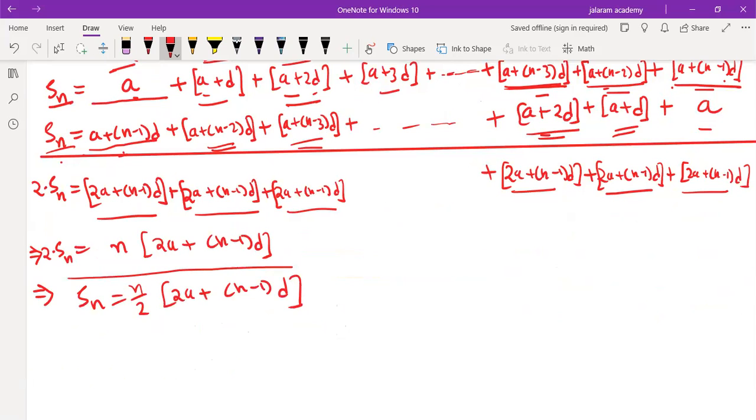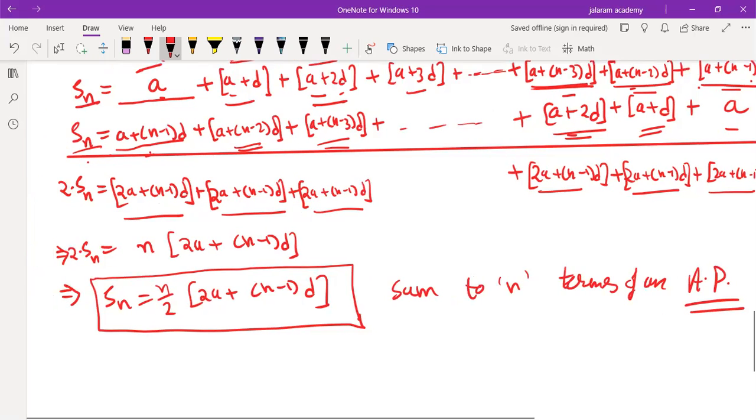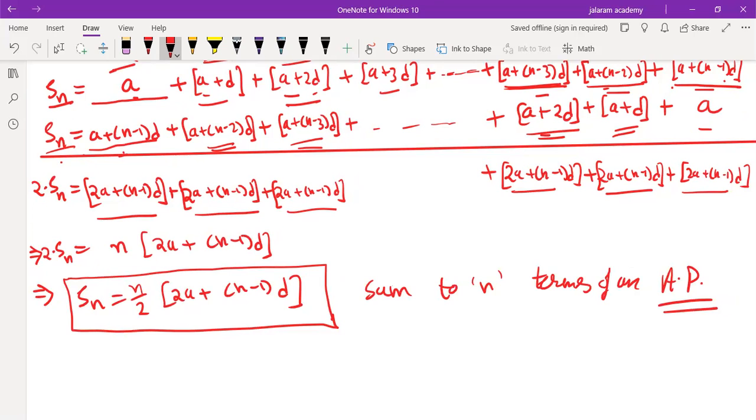So this is one of the important formulas which is used to find the sum to n terms of an AP. Formula for sum to n terms of an AP. And its derivation is also asked in many subjective exams, mostly in board exams, if it is in course of boards. Okay. So sum to n terms.